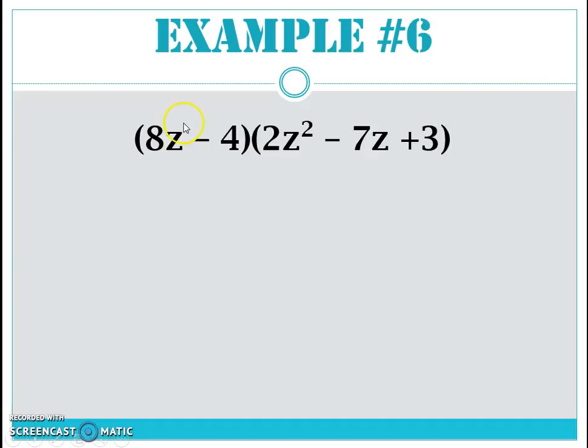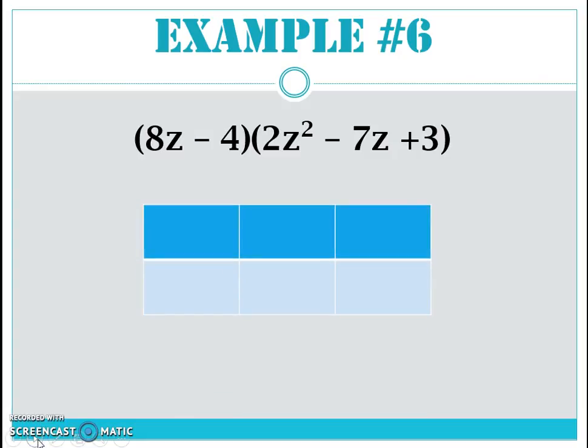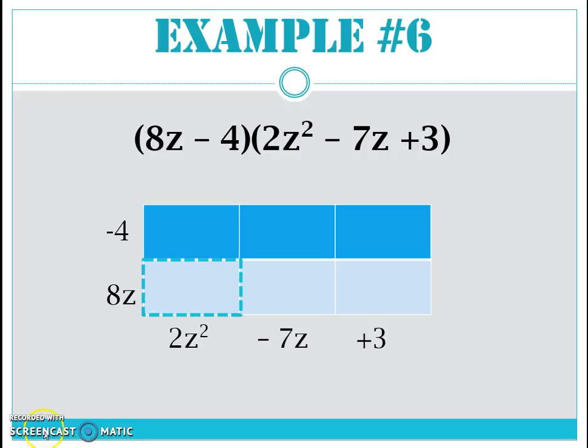Here's another one, but this time, this one has a binomial times a trinomial, so our box needs to be a 2 by 3. Again, we're going to label the sides with the different pieces, and we're going to find the area of each box. So 8z times 2z squared is 16z cubed. Watch your exponents. There's an exponent of 1 on the 8z and an exponent of 2 on the z squared, so 1 and 2 make 3. Moving up, negative 4 times 2z squared is negative 8z squared.